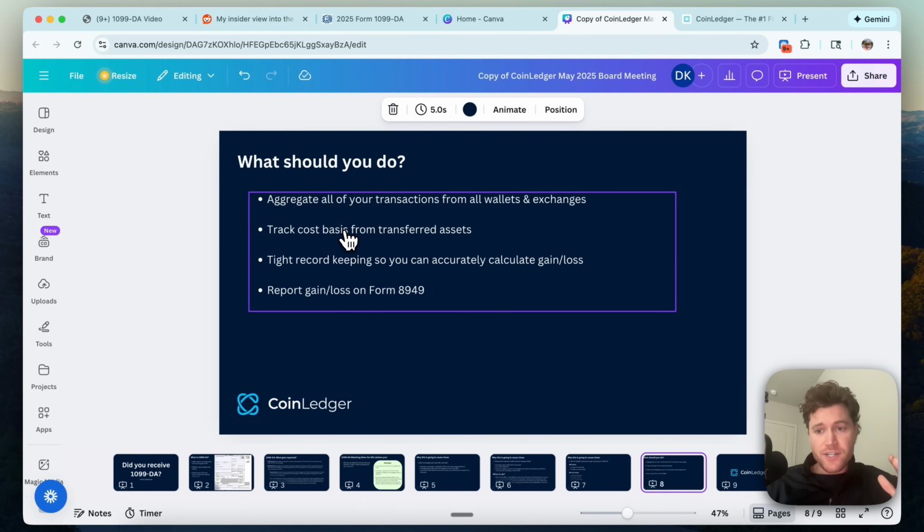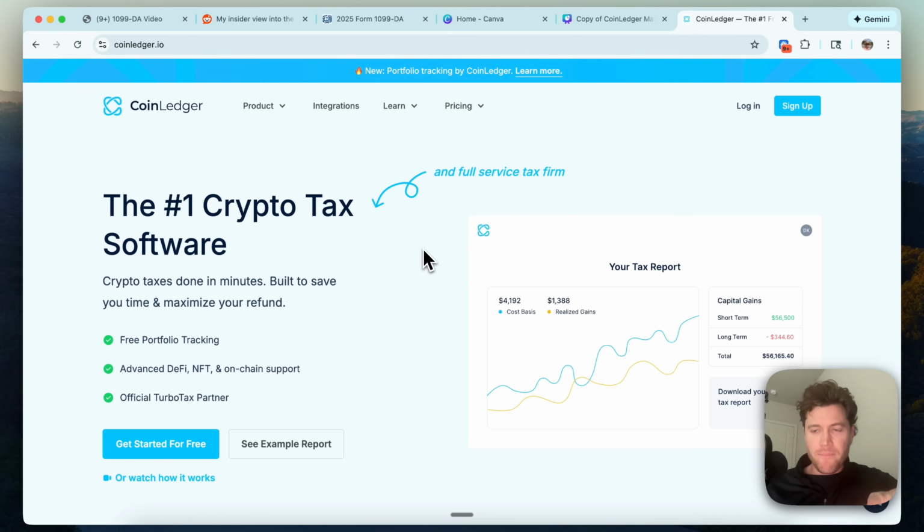So then once you have records of every transaction from all of your wallets and exchanges, then you'll be able to track your cost basis when you transferred it from Coinbase to your Ledger cold storage wallet. And that is the key piece, because when you eventually dispose of that asset, you need to be able to have the cost basis number so that you can accurately report the associated gain or loss. Then once you've tracked all of your transactions across all of your platforms, you can calculate the gain or loss for all of your disposals whenever you sold or traded a cryptocurrency and report those associated gains and losses on Form 8949.